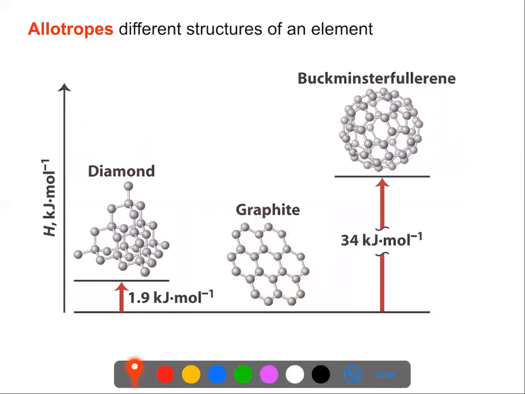So that tells us a couple things. You can see the Buckminsterfullerene is much less stable, it's much higher in energy than graphite, and diamond is also much higher in energy than graphite. This tells us that all the carbon in the universe is slowly being converted to graphite. So all of the diamonds out there and the little bit of Buckminsterfullerene that's out there will all inevitably at the end be graphite.